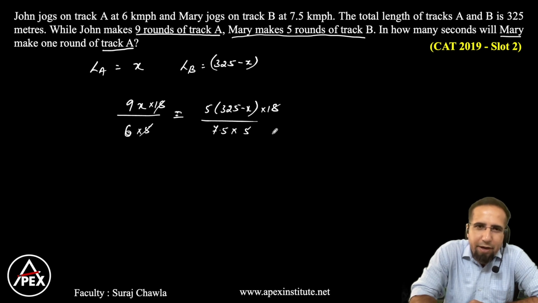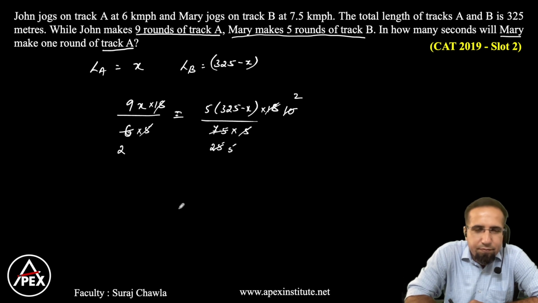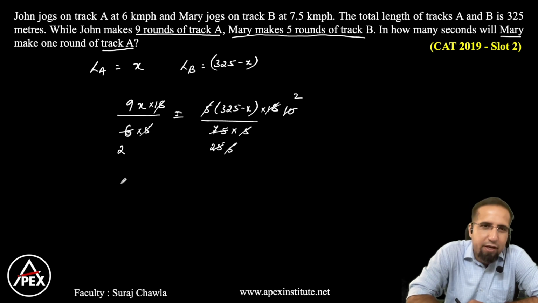So 5 by 18, 5 by 18 gets cancelled. This can be written as 75 by 10. I'm taking 10 in the top. So this is 3 twos are, and this goes up with 3 into 25s. This is 5 twos are, and this is 5 fives are. And this 5 and this 5 eventually get cancelled.